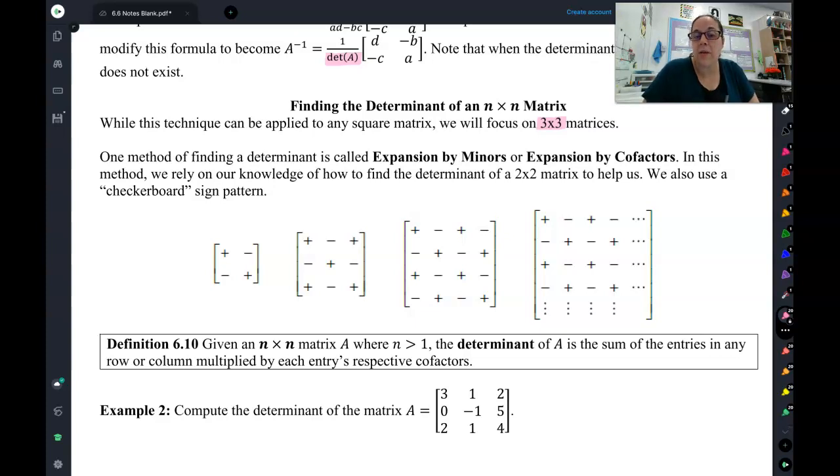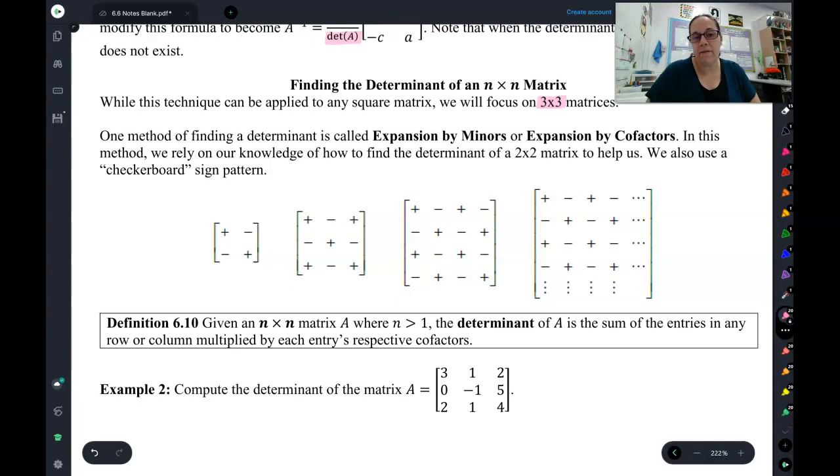And the nice thing is the method that we're going to learn for 3 by 3s can be applied to 4 by 4s, 5 by 5s, 6 by 6s. They're all the same method. They just start to get more complicated, take a little bit longer because they're a bigger matrix. So this method of finding a determinant for a bigger matrix, 3 by 3, 4 by 4, 5 by 5, is called expansion by minors, or sometimes it's called expansion by cofactors.